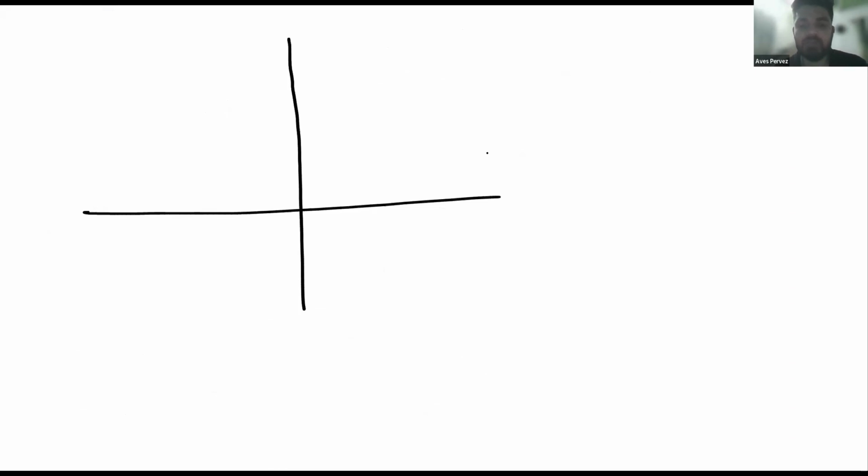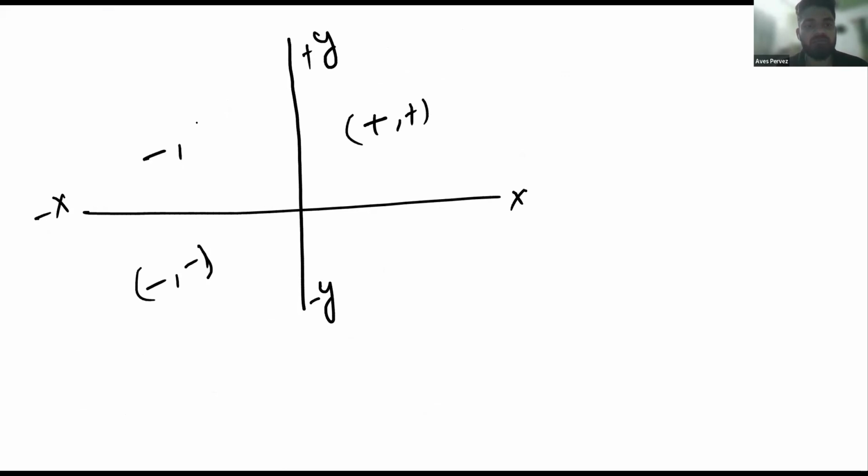Now there are the coordinates. You have seen the coordinates of this line. This is x, and this is minus x, this is plus y, and this is minus y. We have plus here, negative here, and in the other quadrants we have negative positive, positive negative, and so on. Now, these are the equations of lines too.